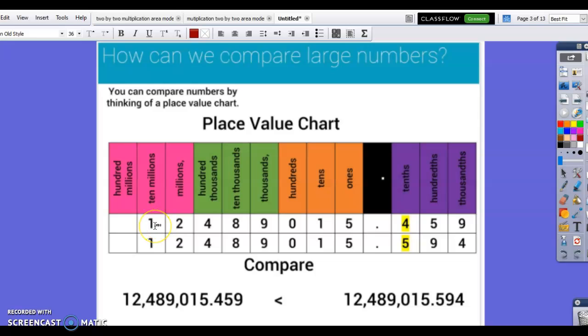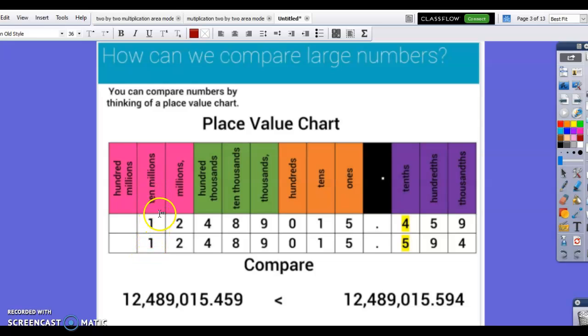Here we have a huge number, two of them lined up. So the first one reads 12,489,015 and 459 thousandths. The second one reads 12,489,015 and 594 thousandths. So if we started to compare this number, we would start in the 10 millions place.